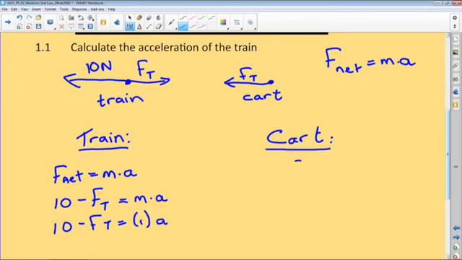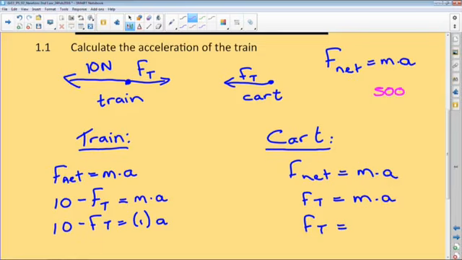For my cart, again, I'm going to go F net equals ma. And because the only force acting on my cart is tension, I'm going to say force tension equals ma. And if I substitute in the mass, remember, I'm just going to put it up here in a different color. The initial mass was 500 grams. To convert it, we're going to divide by 1,000. So we're going to end up with 0.5 kilograms. So here, I'm going to put in 0.5, and I'm going to multiply it by a.